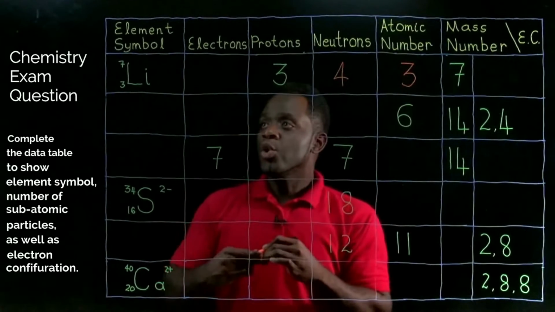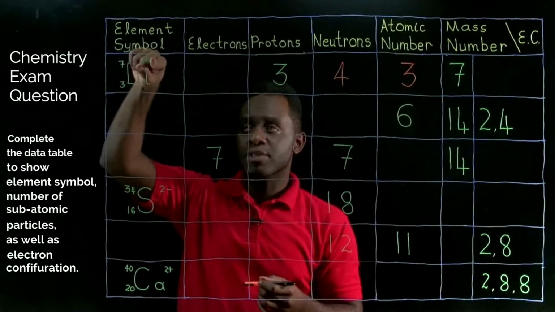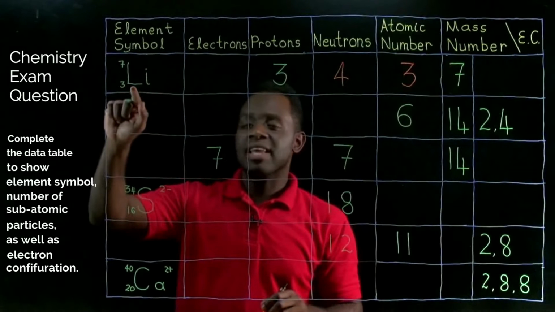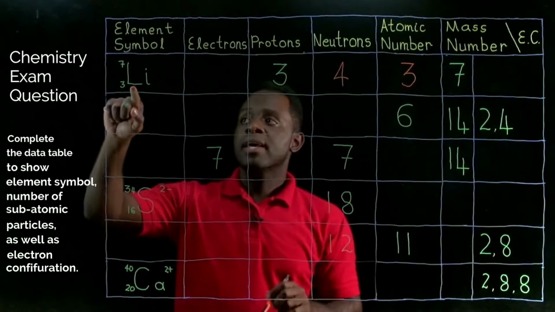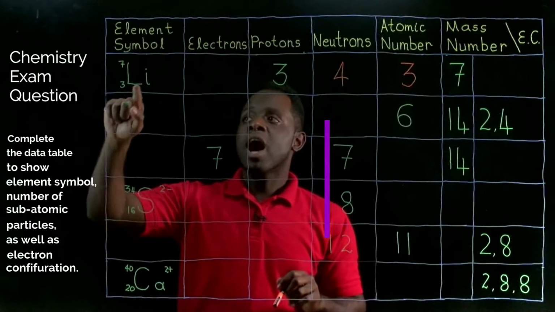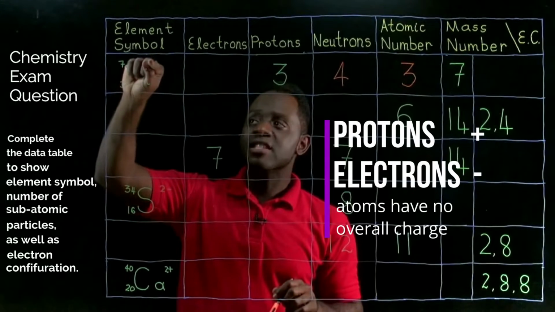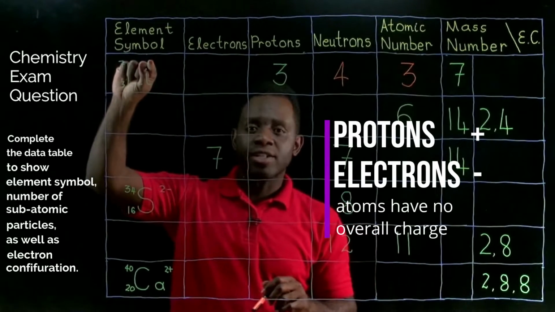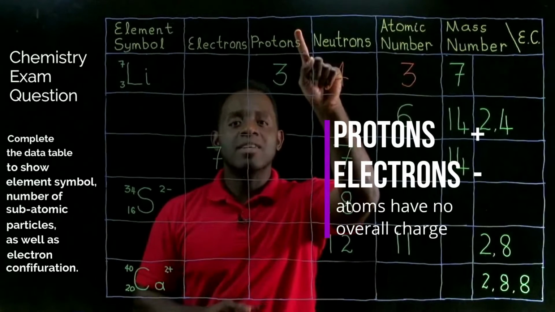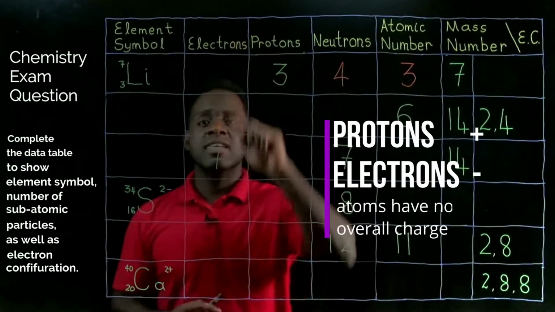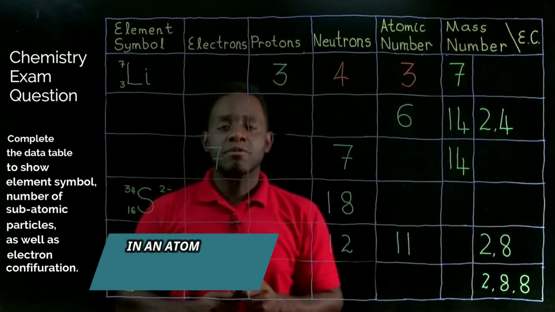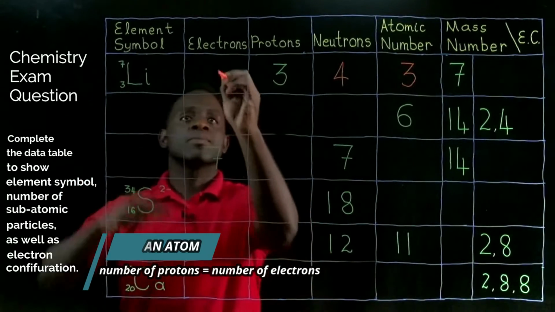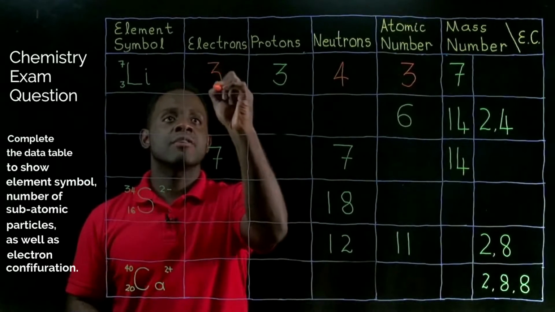Now, no number is written here in this position, superscript right, which tells us that this element is in the atomic state. In the atomic state, there are no overall charges, and this position is reserved for the charge on the element. Since there are no charges and protons are positively charged and electrons are negatively charged, we therefore have equal amounts of electrons and protons in this atom. So we put a 3 here.